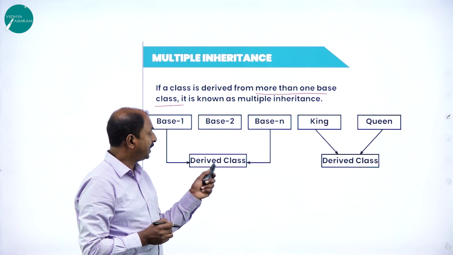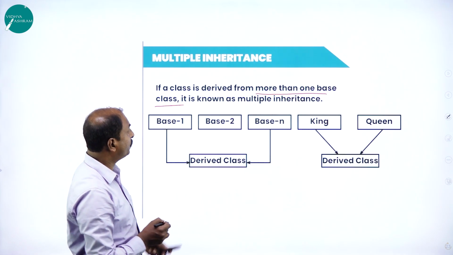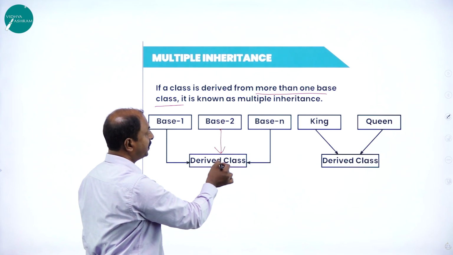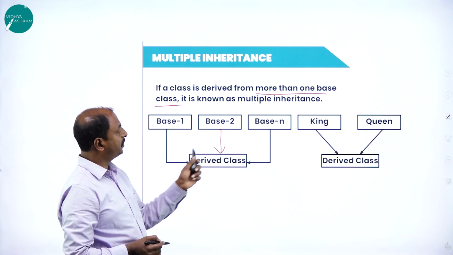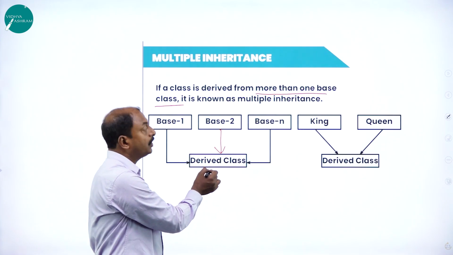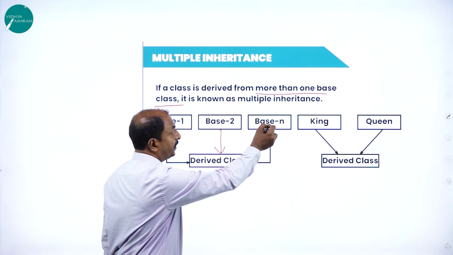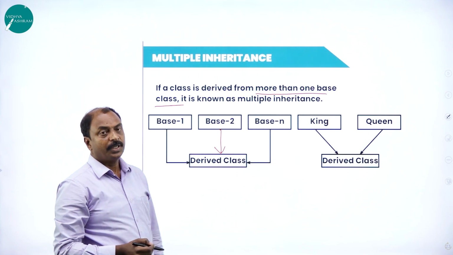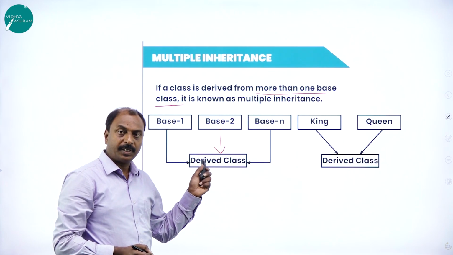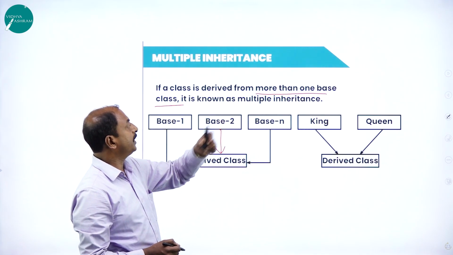So here this derived class acquires properties from all the classes, base class 1 and even base class 2 and even base class 3 or n. So this class acquires the properties from base class 1, base class 2 and base class n. So in this example, this one class acquires the properties from number of base classes. It is called multiple inheritance.